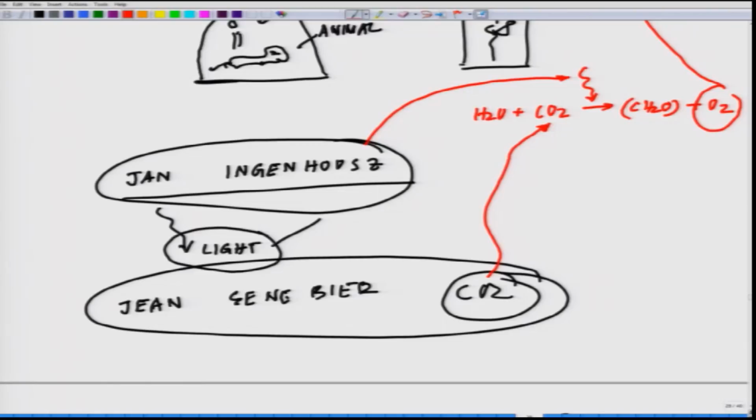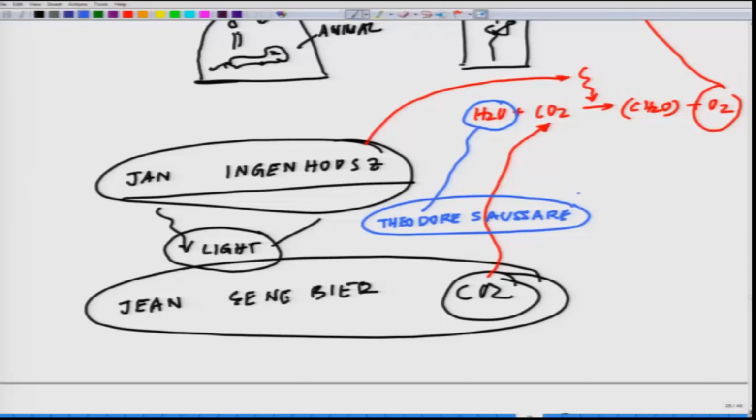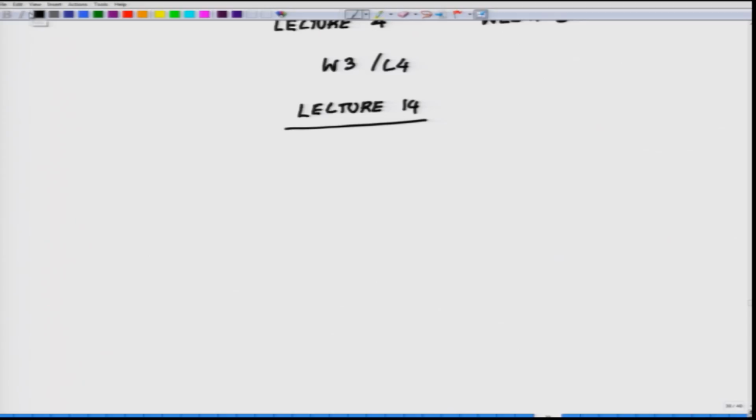So, the role of water was figured out by Theodore de Saussure, and the final contribution to the basic equation of photosynthesis came nearly half a century later by a gentleman called Julius Robert Meyer.